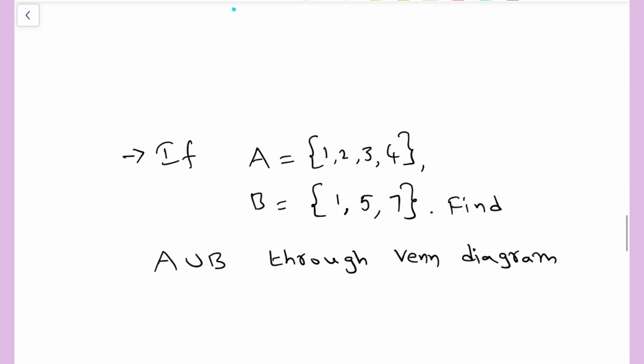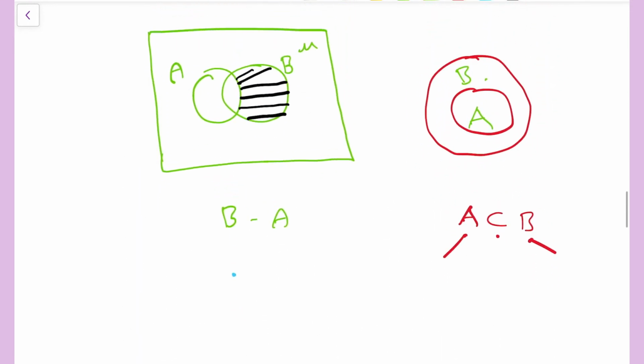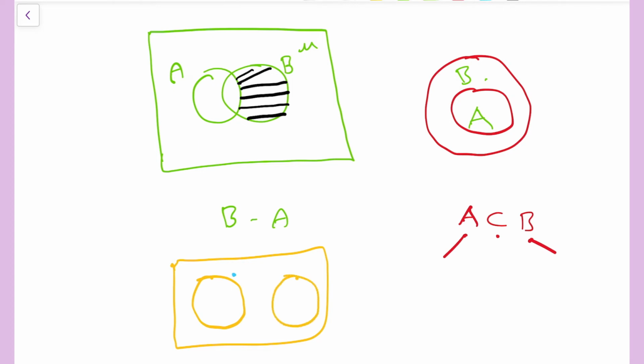Next, finally, if both the sets are disjoint sets, then what to do? If both the sets are disjoint sets, no common element, right? So the two sets should not touch each other. This is set A, this is set B. Completed. This is disjoint sets.